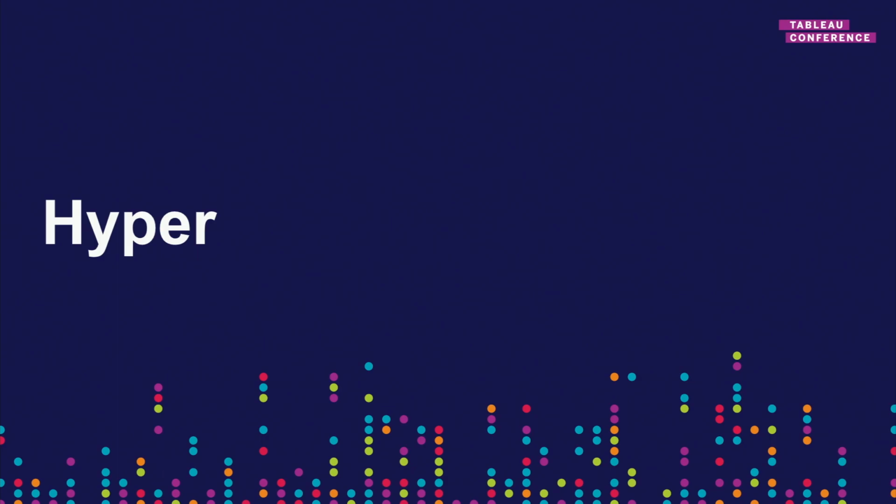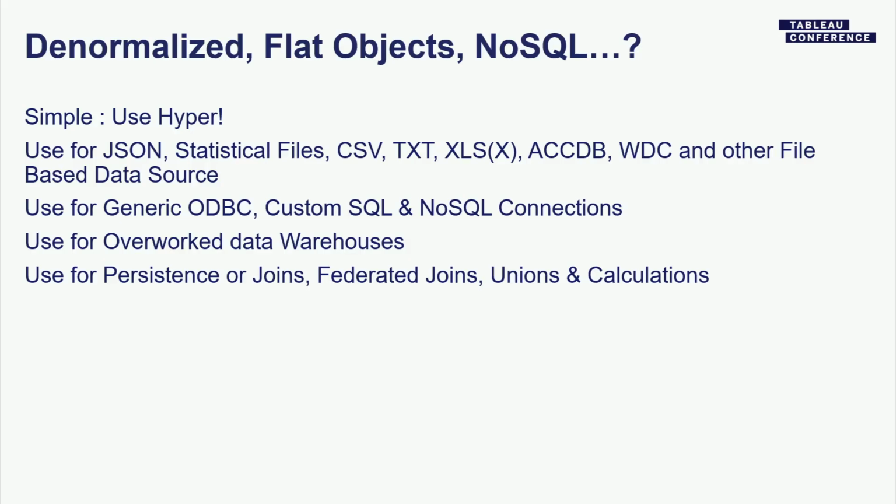So, Hyper. So far we've seen databases, but what happens if you've got a denormalized or flat object, or NoSQL or JSON, or I don't know, and you want to speed up? Use Hyper. Hyper is great. It's really a great technology and it can help you save a lot of time.